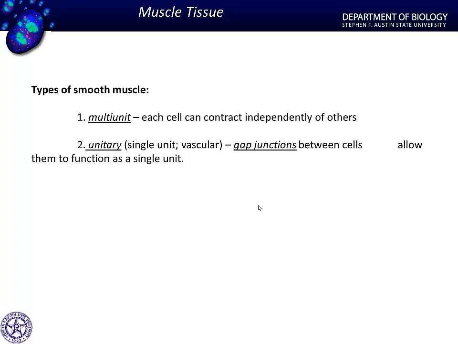Now the unitary type is where all the cells function as a syncytium, function as a unit because of the gap junctions between these cells, and this is indicative of what we're going to see in our digestive tract. These large sheets and ribbons of smooth muscle, the sphincters, for instance, are going to work together to help move our food through our digestive tract.